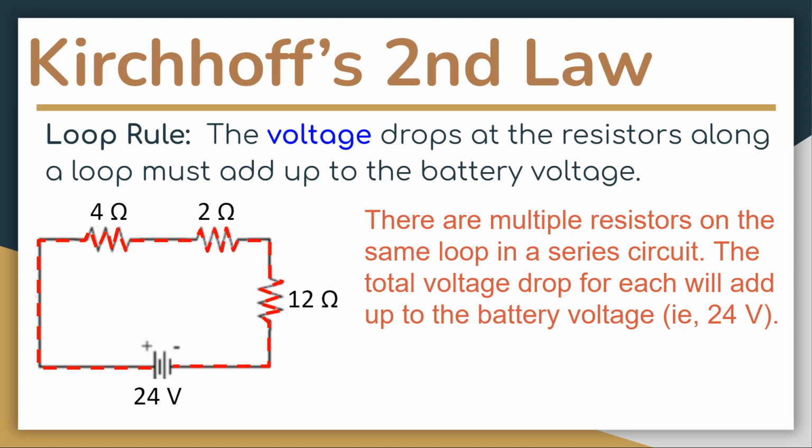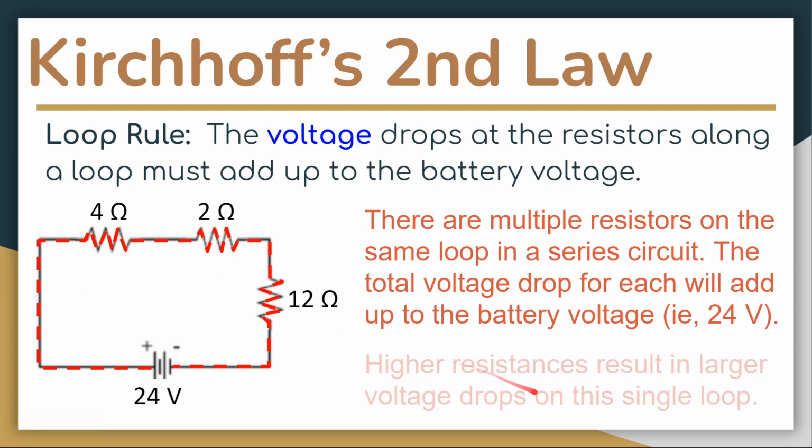And again, I'm going to show you how to calculate these later on, but right now we're just talking about it conceptually. So in a series circuit, you're going to have voltage drops here, here, and here. Now, these are not going to be the same voltage drop because the resistors aren't the same resistance. You're going to have a bigger voltage drop at this 12 ohm resistor than you have at the 4 or the 2, and then the 2 will be the smallest voltage drop. So higher resistances result in larger voltage drops on this single loop.